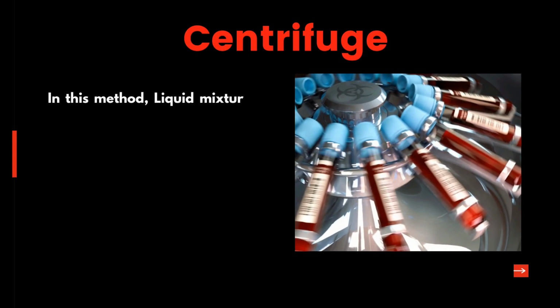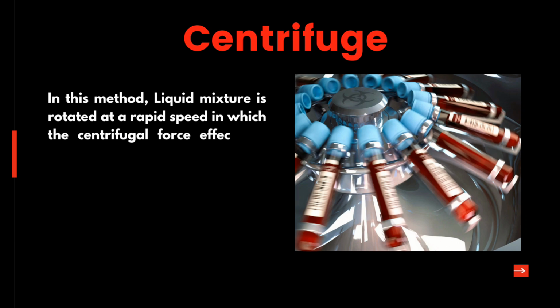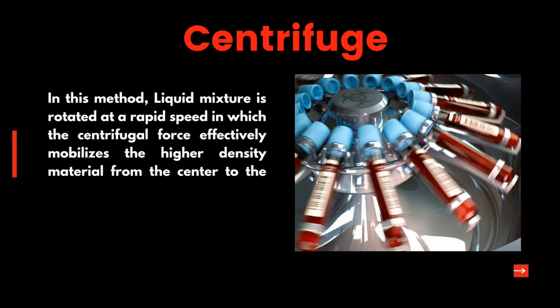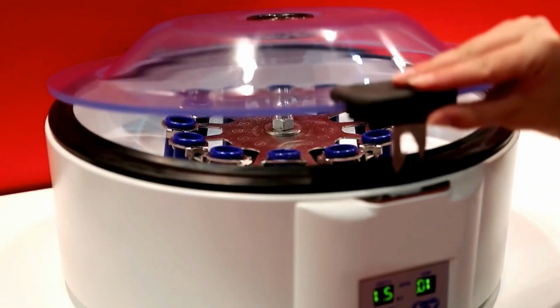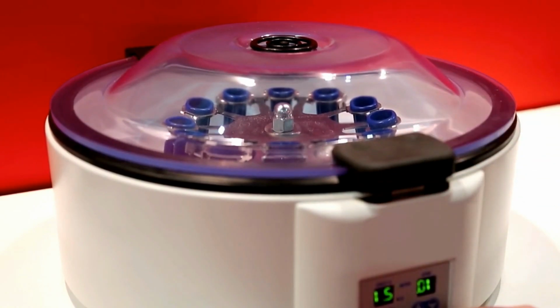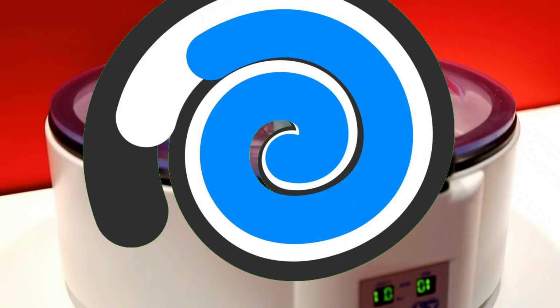Centrifuge. In this method, a liquid mixture is rotated at a rapid speed, in which the centrifugal force effectively mobilizes the higher density material from the center to the periphery of the vessel. One of the most commonly used examples for this method is the blood test. You might have come across this whenever you go for giving blood tests.